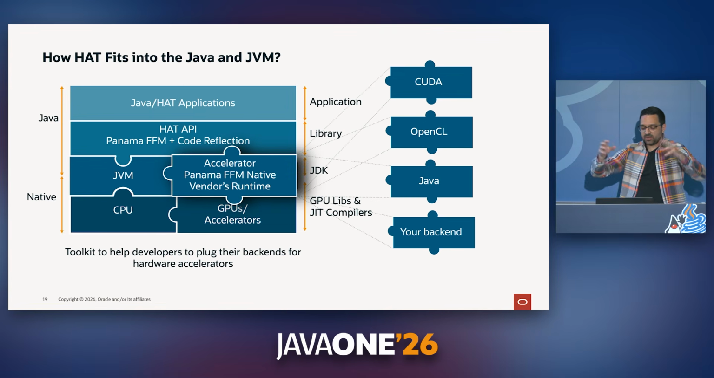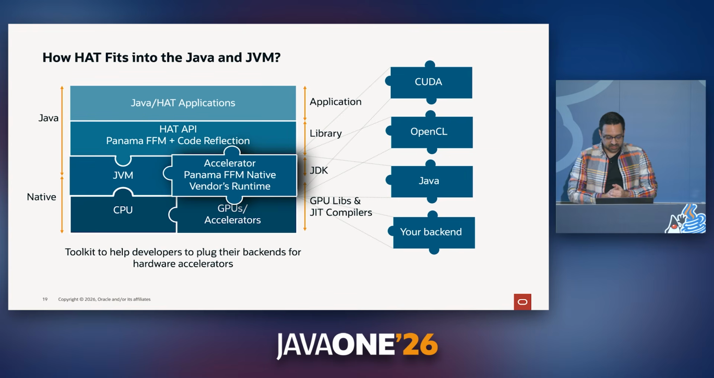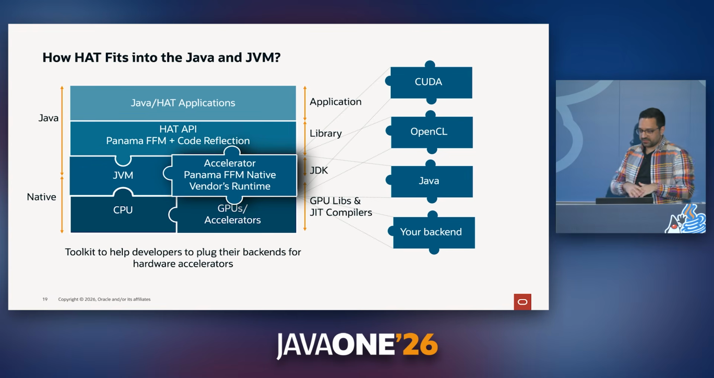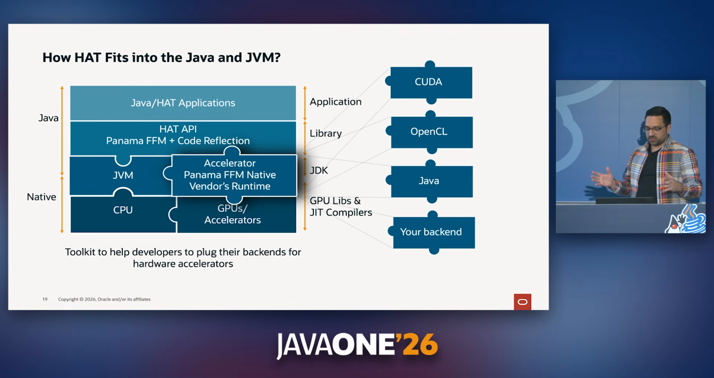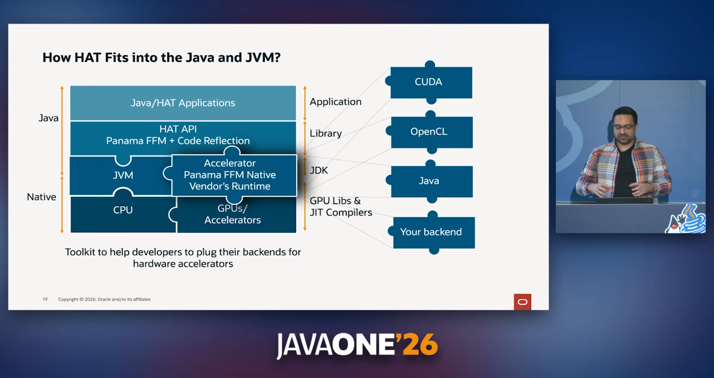Okay, so how HAT fits into the JVM ecosystem. Probably if you have seen Ruby's presentation, she has a similar slide. So on the bottom, we have the hardware, CPU, GPUs, and all the types of accelerators. And then on top of it, we have the JVM, managing mainly the execution for running on CPUs, right? And then we have the piece of the toolkit, the plugin, the piece that we want people to replace and to extend.